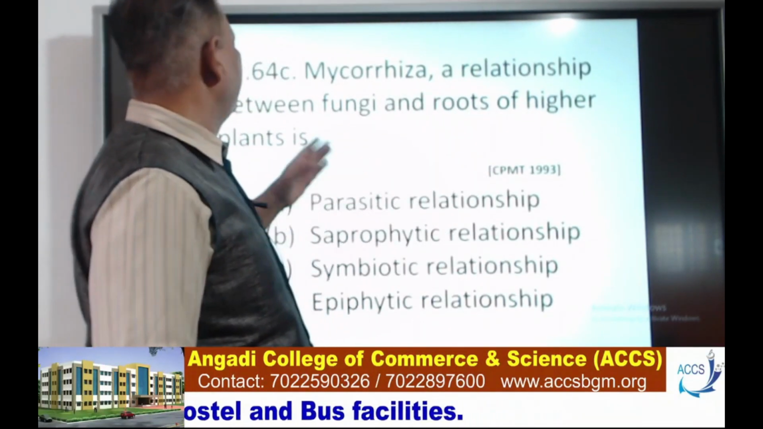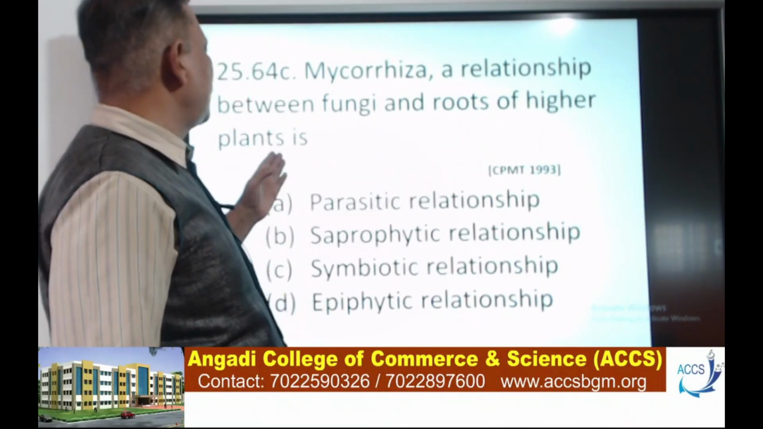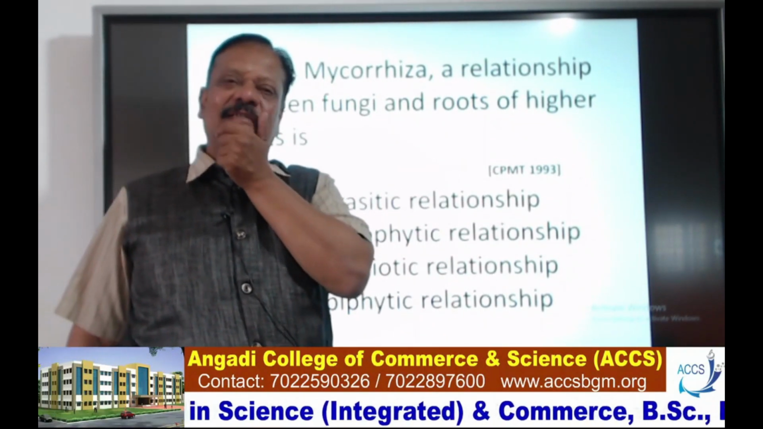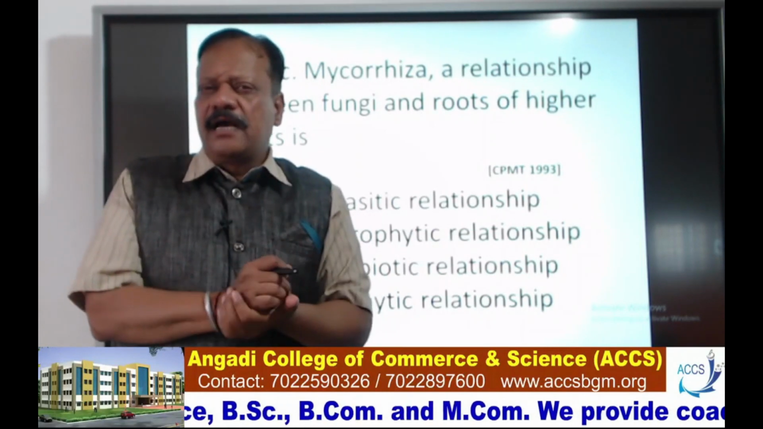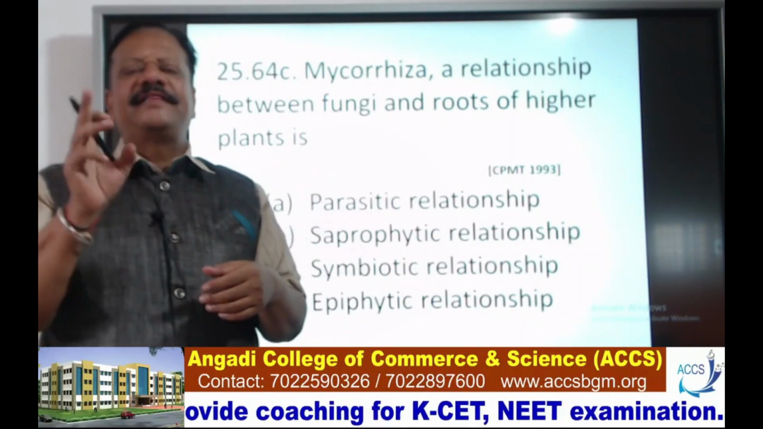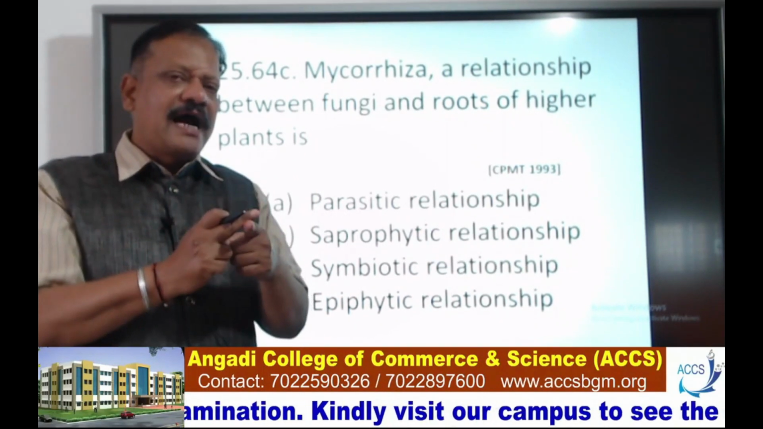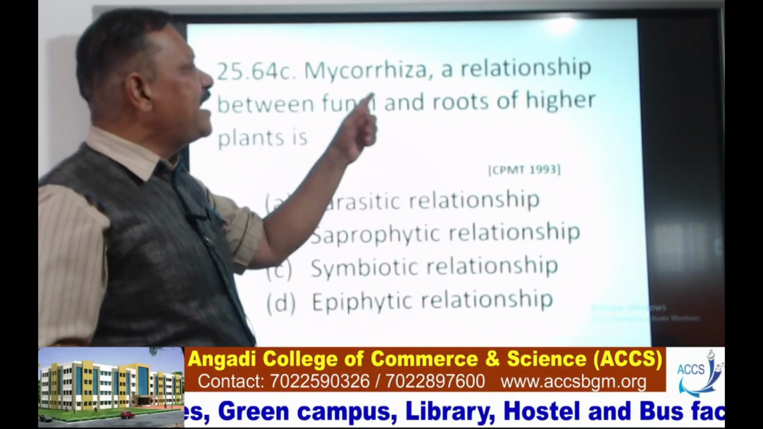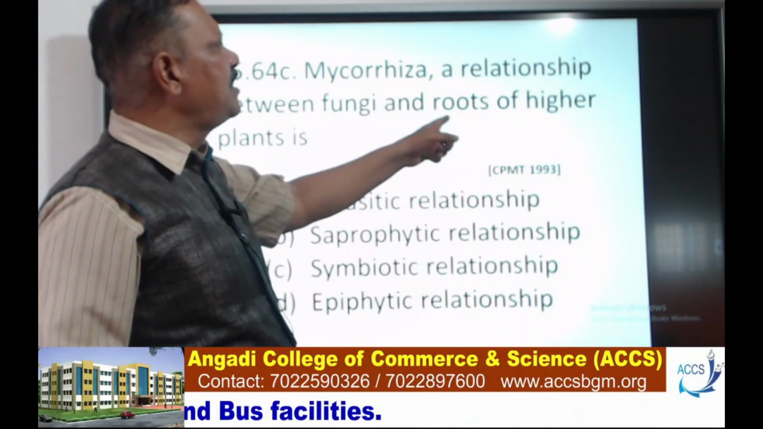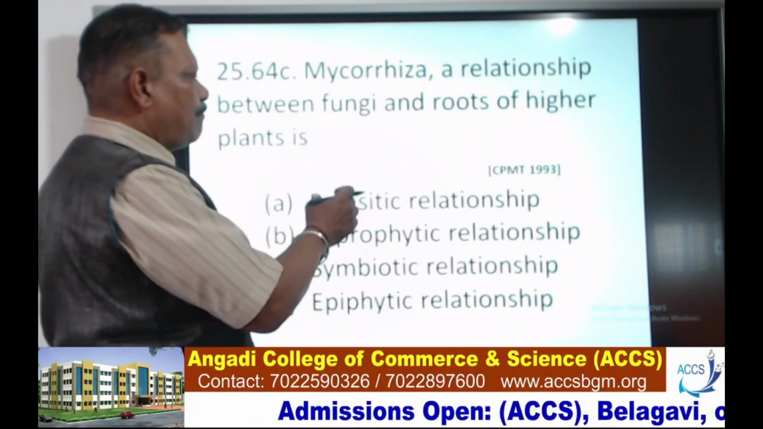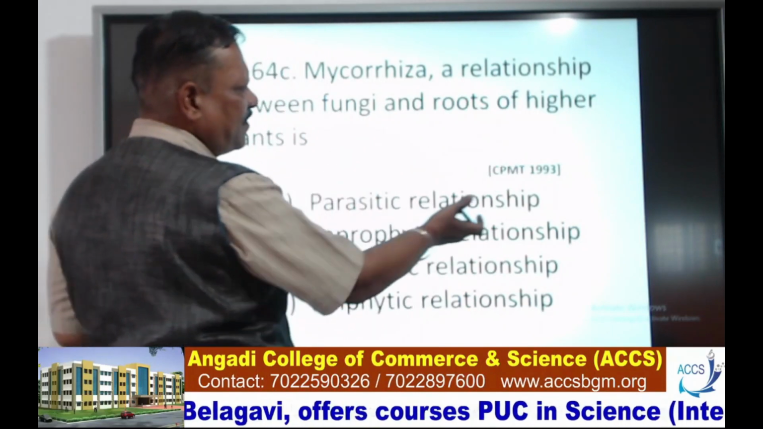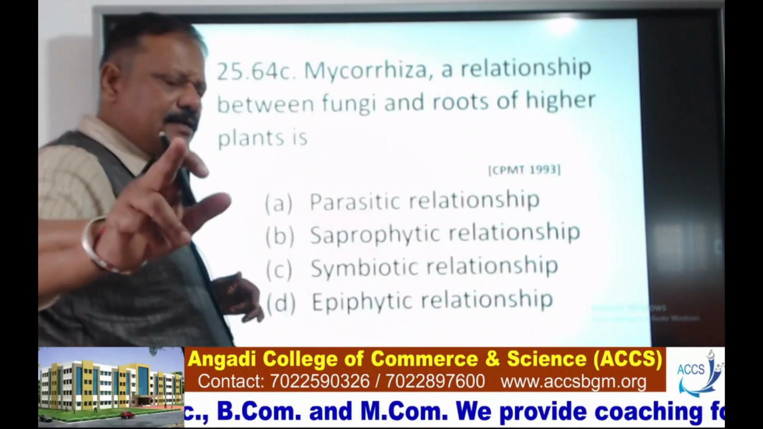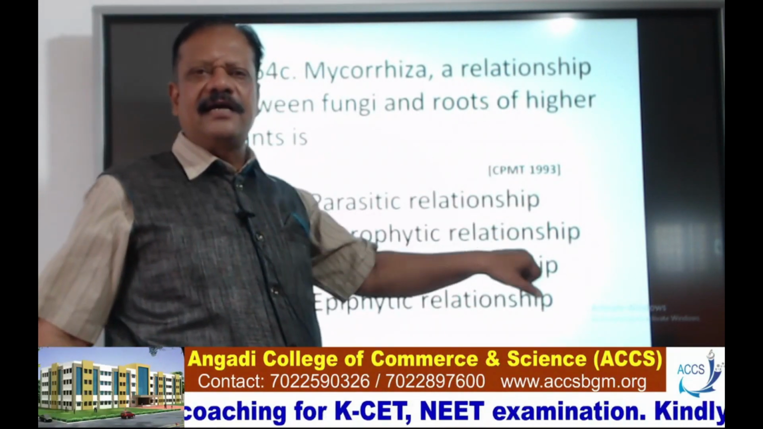Mycorrhizae, a relationship between fungi and roots of higher plants, is. So, mycorrhizal fungus: if we are taking conifers, that is gymnosperms, okay, the roots contain coralloid roots, and they are in association with fungi and algae. Fungi is nothing but mycorrhizae. So here, mycorrhizae, a relationship between fungi and roots of higher plants, is: parasitic relationship, saprophytic relationship, symbiotic relationship, epiphytic relationship. So here it is option C, symbiotic relationship.